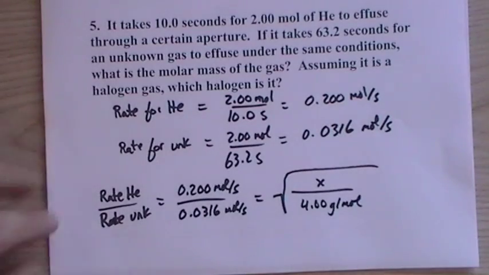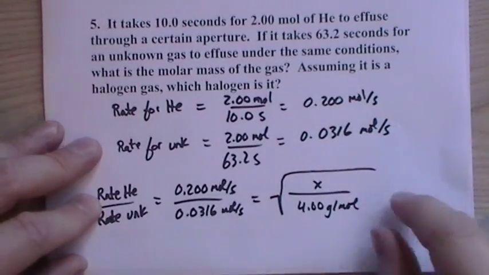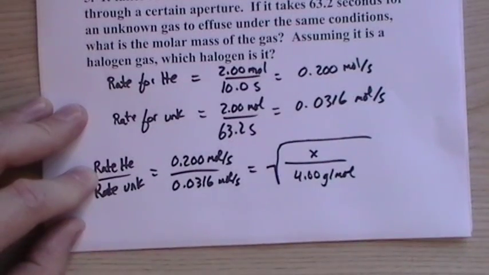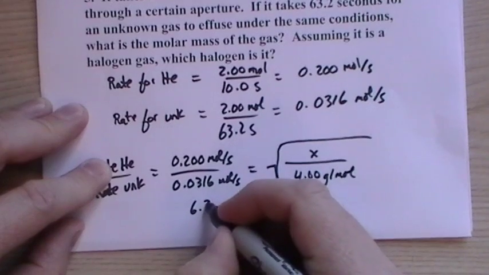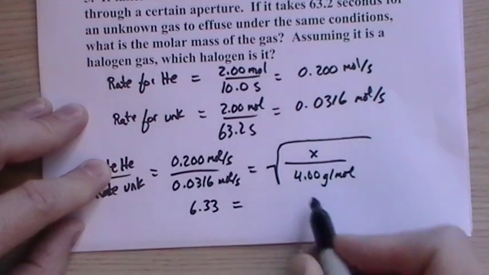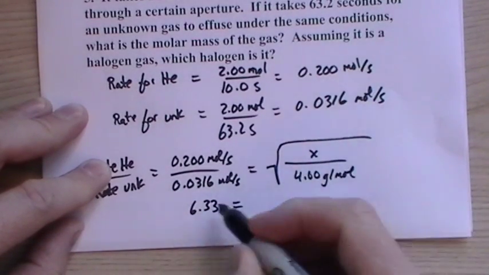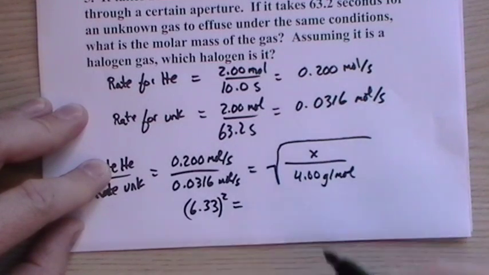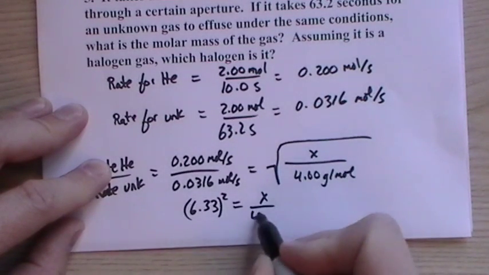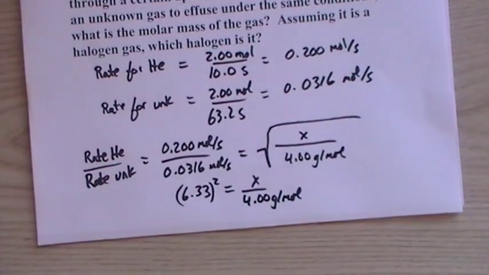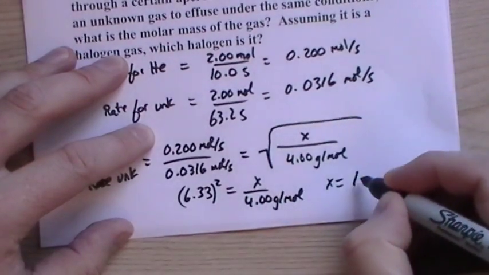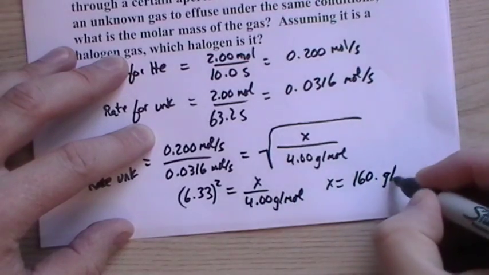So what we do is 0.2 divided by 0.0316. This is 6.33, which is equal to the square root here, but if we square both sides, we end up with this. Save ourselves a little room and a little time. So you square both sides, multiply by 4, and then X comes out to be 160 grams per mole.